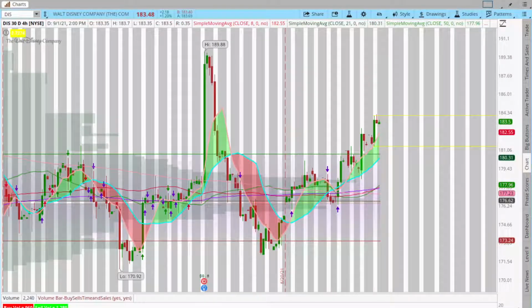How's it going, everybody? I wanted to do a quick video on how I try to make my support and resistance levels that I use for day trading. So I'm just going to get right to it. If you can see on this chart, we're looking at Disney.